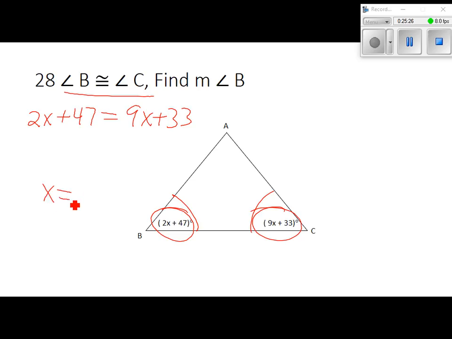Once you find x, they want you to find the measure of angle B. So you take the answer you get for x and stick it right in here in place of x. You do 2 times whatever you find, put it right in there, plus 47, and that's going to be the measure of angle B. That's going to be your answer.